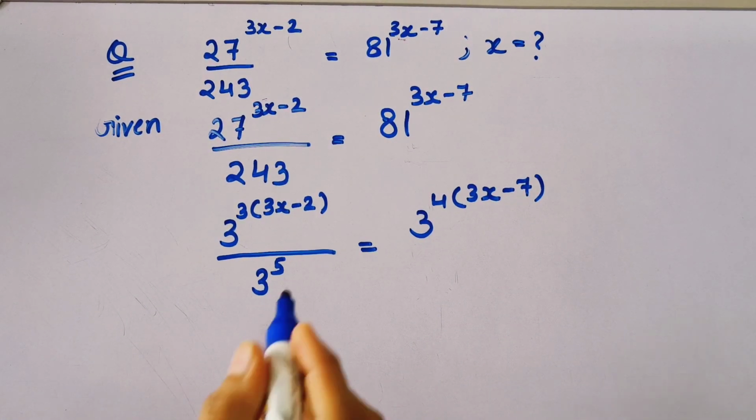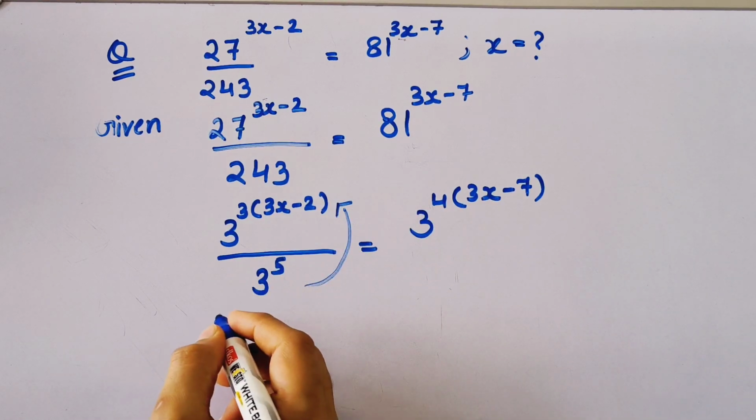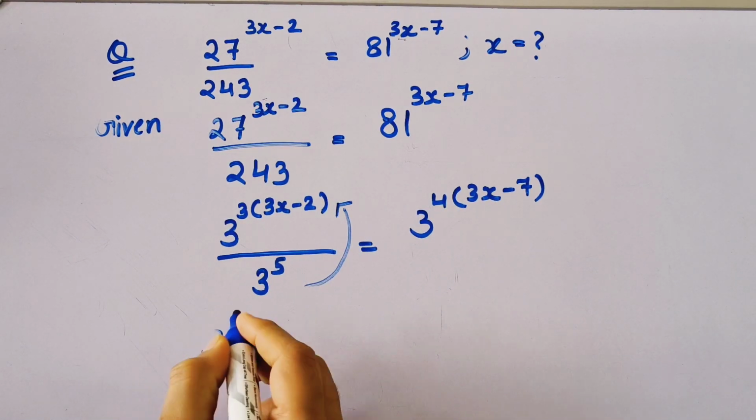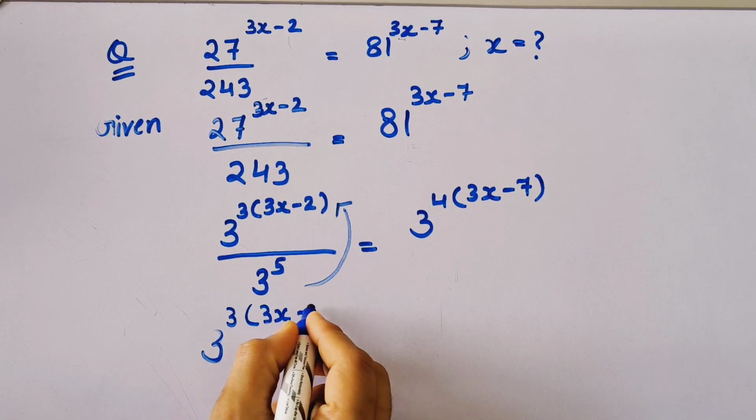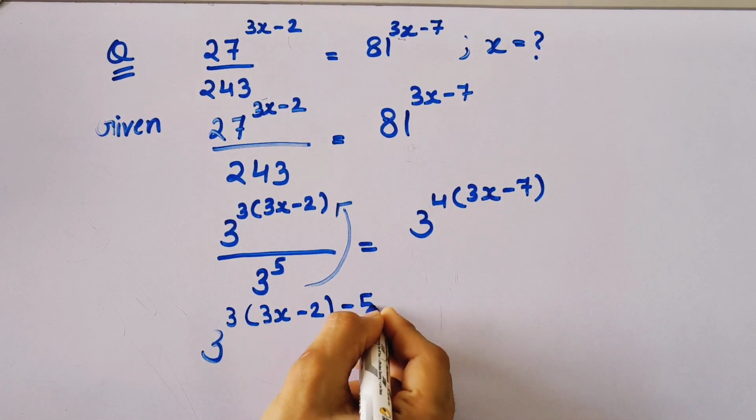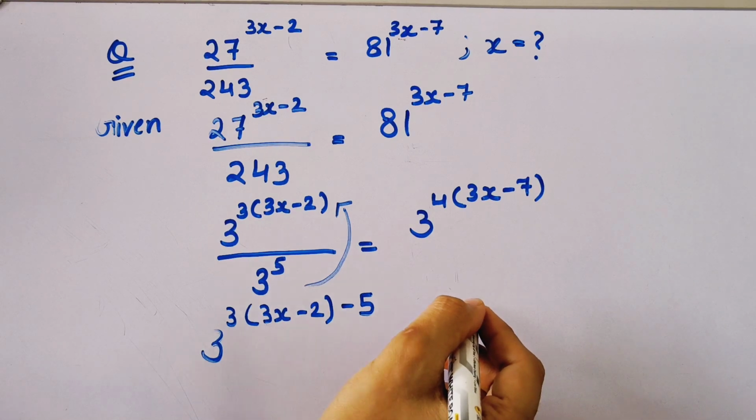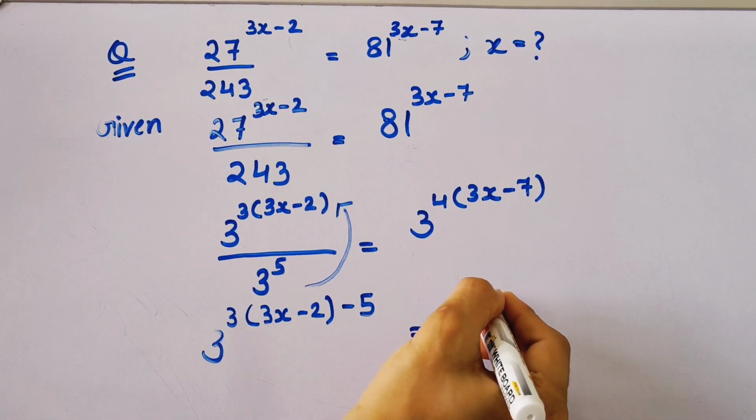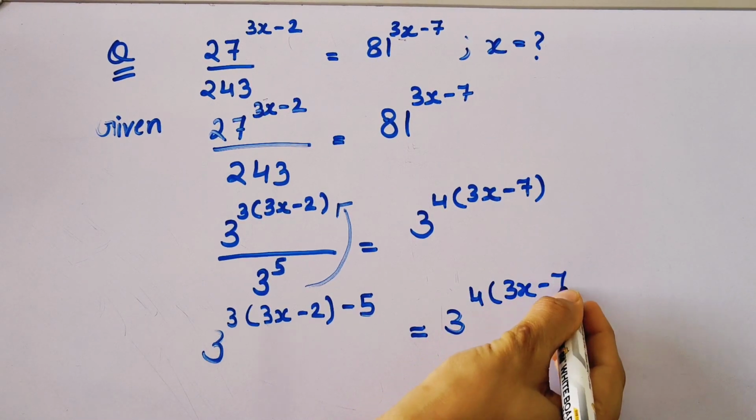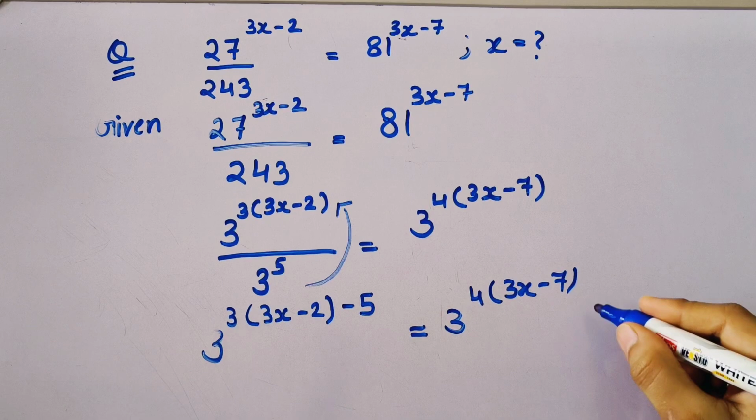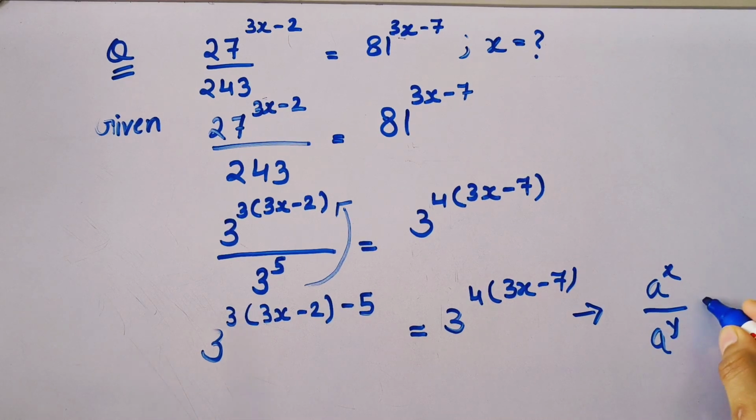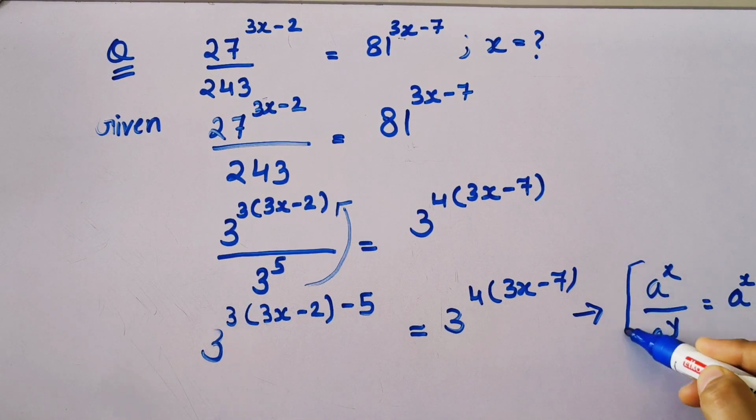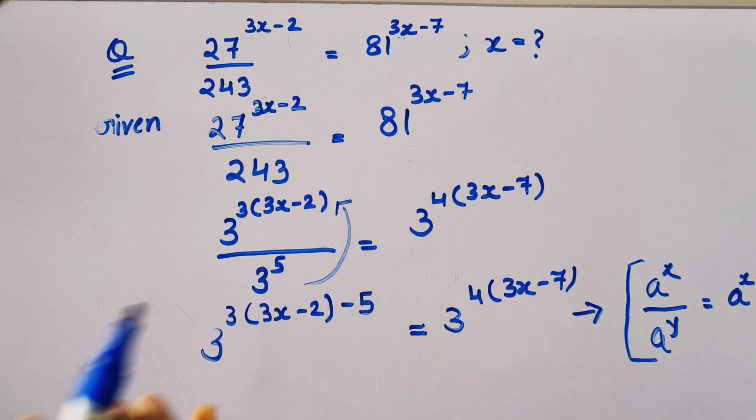Now I will reciprocate, so this will come here. So we have 3 to the power 3, bracket 3x minus 2, minus 5 equals 3 to the power 4, 3x minus 7. Let's write the rule: if a to the power x divided by a to the power y, then I can write a to the power x minus y. So I have applied this rule here.